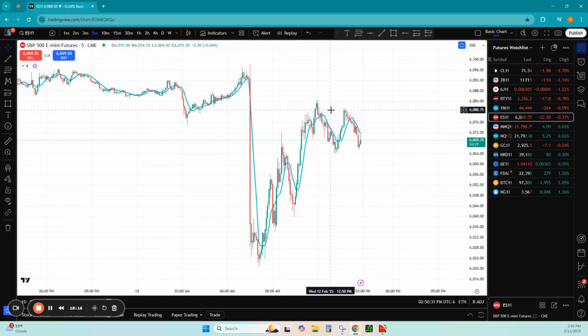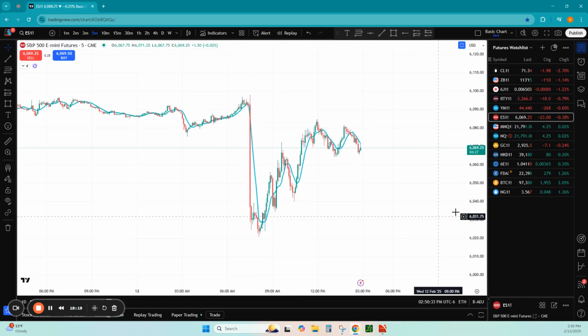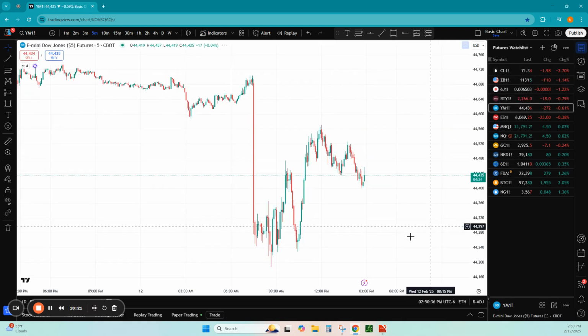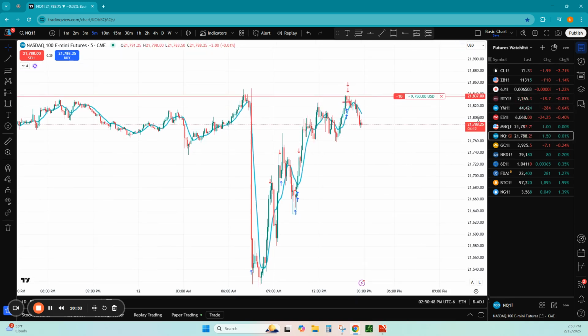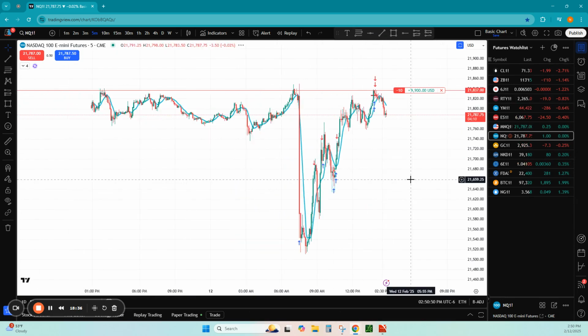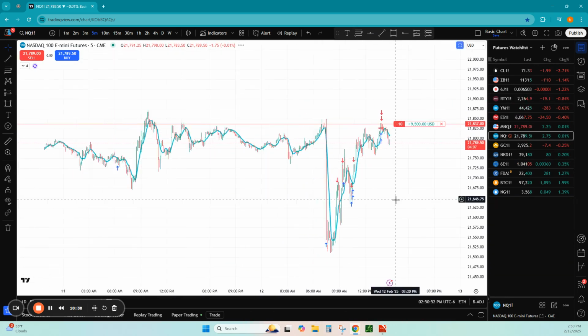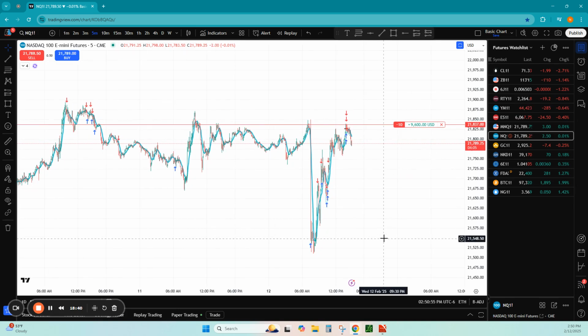ES not doing as well as the NASDAQ, and the Dow, same thing, not quite as strong as the NASDAQ, but overall, the indices are resilient. They proved that today. So heading into tomorrow, Thursday, there's the PPI, Producer Price Index data point coming out. Today was CPI, Consumer Price Index. It was hotter than expected, which caused this big flush to the downside.